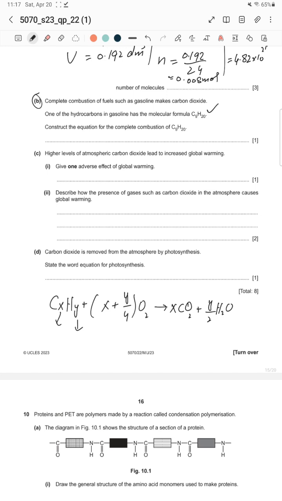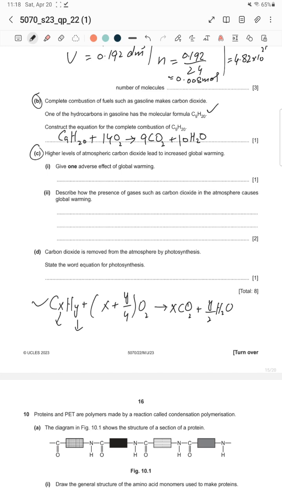So I'll write the direct combustion reaction, that is C9H20 plus 14 O2 to produce 9 CO2 plus 10 H2O. So how can you balance it? By using this reaction. Higher level of atmospheric carbon dioxide leads to increased global warming. Give one adverse effect of global warming. So what does global warming do? Global warming actually absorbs the thermal energy.